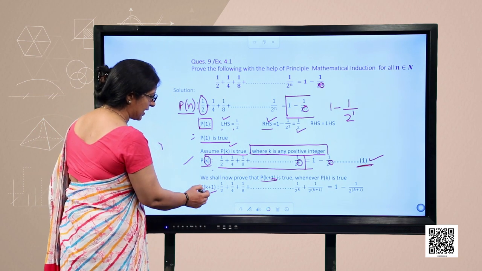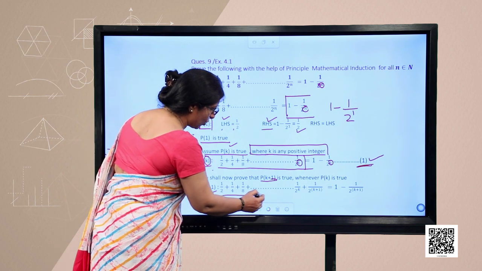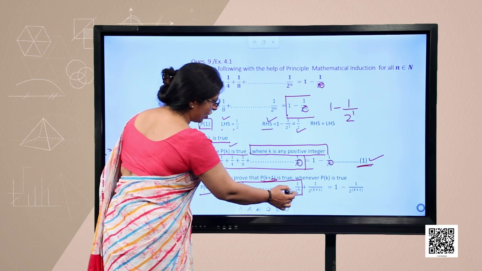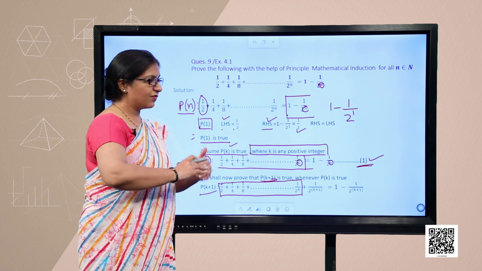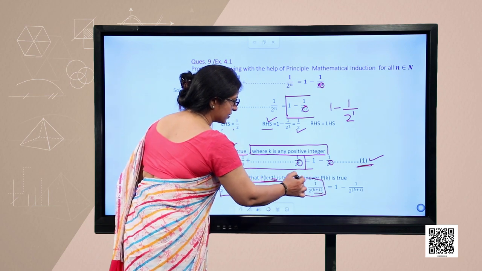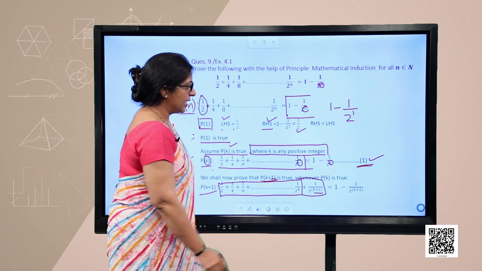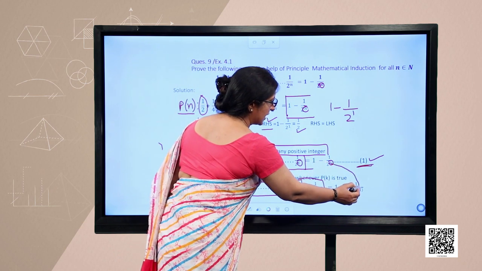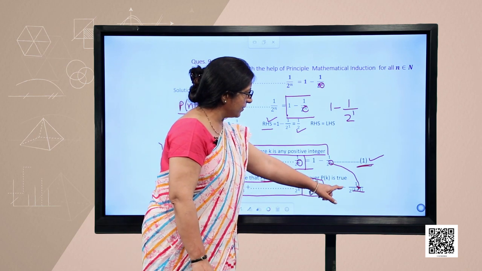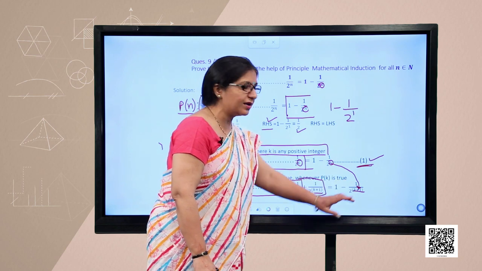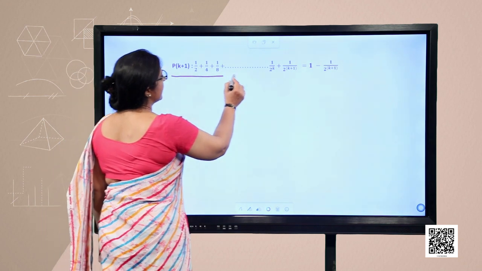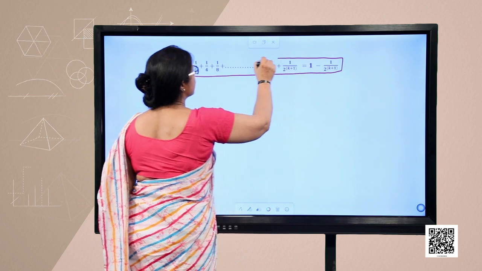Here K is replaced by K plus 1. The same statement goes, this is the expression involving only K terms. What we have done is we have added the successive term, which is the K plus 1th term. So this becomes the expression for the K plus 1th term, and here also we will replace K by K plus 1. Wherever there is K, we will replace it by K plus 1. So this becomes 1 minus 1 upon 2 to the power K plus 1.